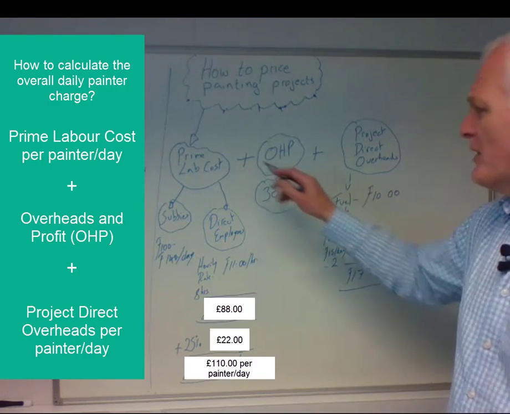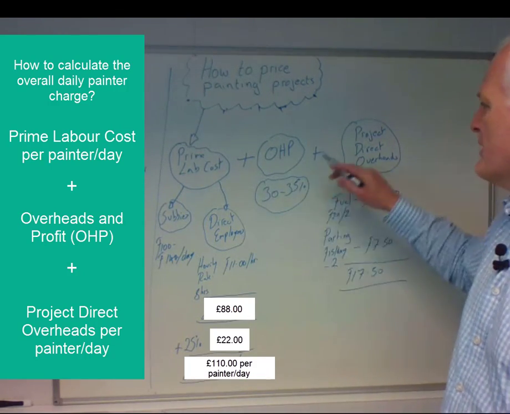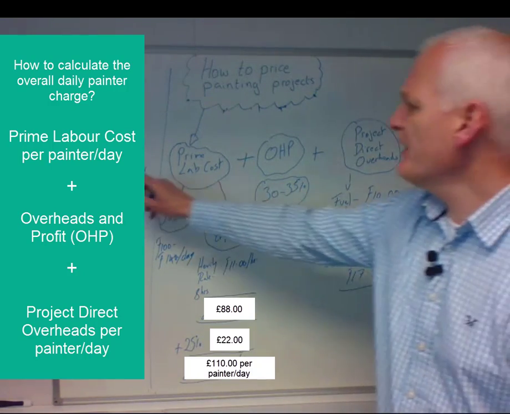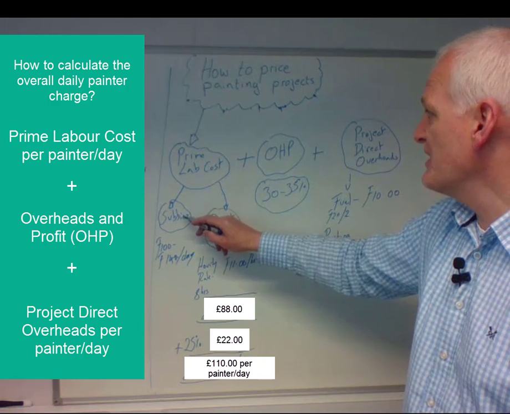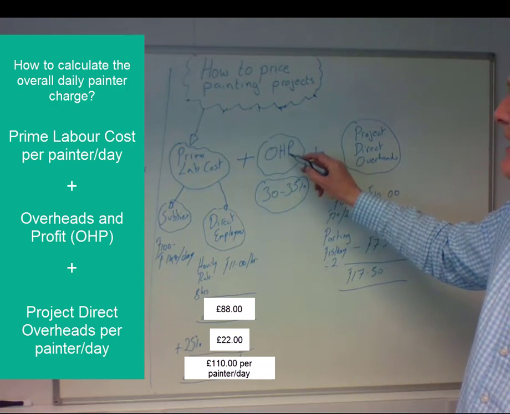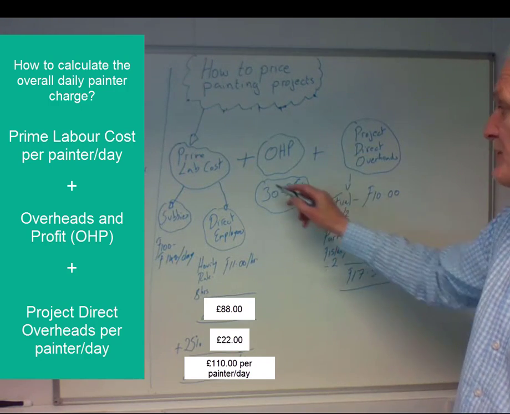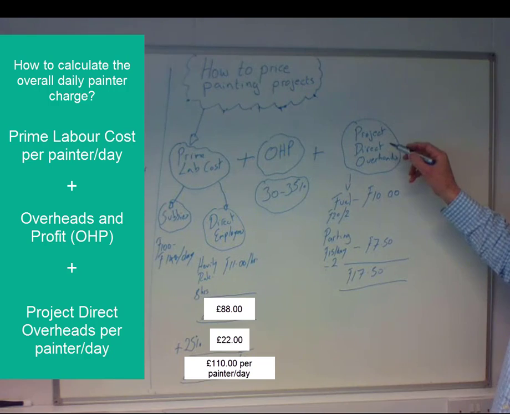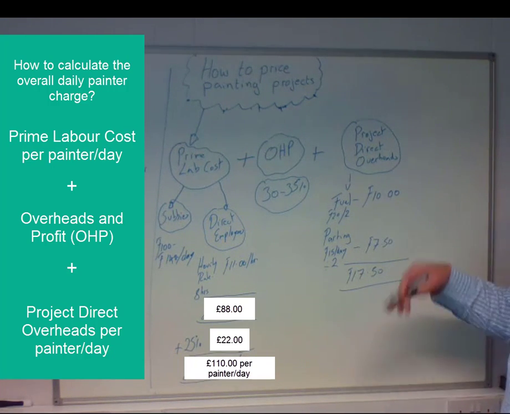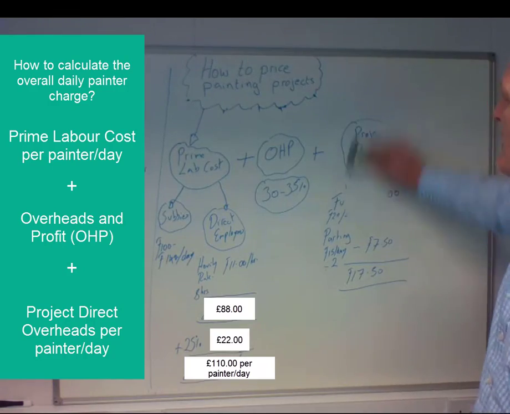So what I'm going to do now is just go through 2 or 3 worked examples so you get the idea of this. But the overall daily painter charge is made up of the prime labour cost allowance per painter per day, an allowance in there for your company indirect overheads and profit, which is always expressed as a percentage, and an allowance for the project direct overheads, the fuel, the parking, accommodation, whatever it is. So let's do a couple of worked examples.